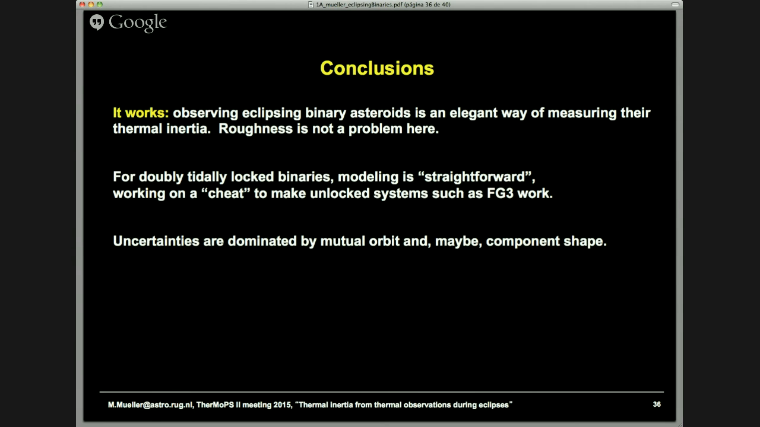And the other thing I want you to take home is that the digital orbit actually gives us large uncertainties, much more so than you would naively expect. And that's all for this talk.